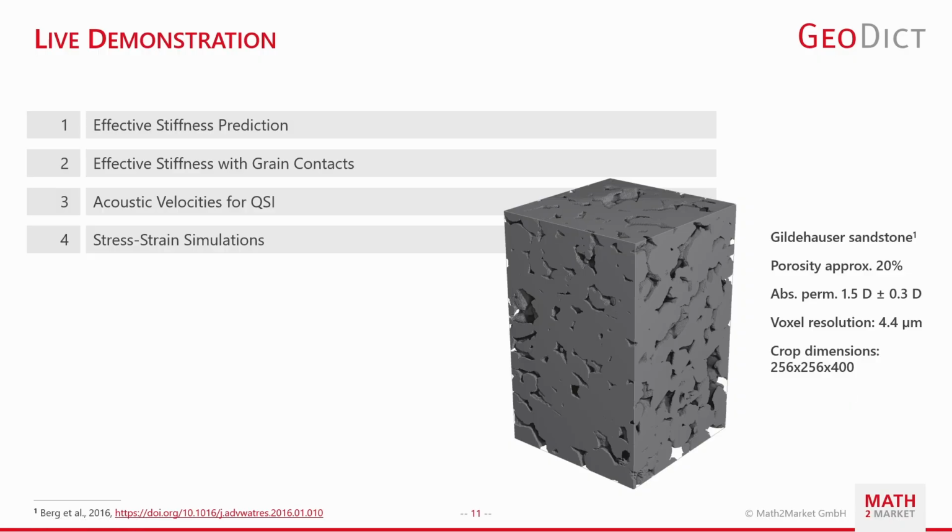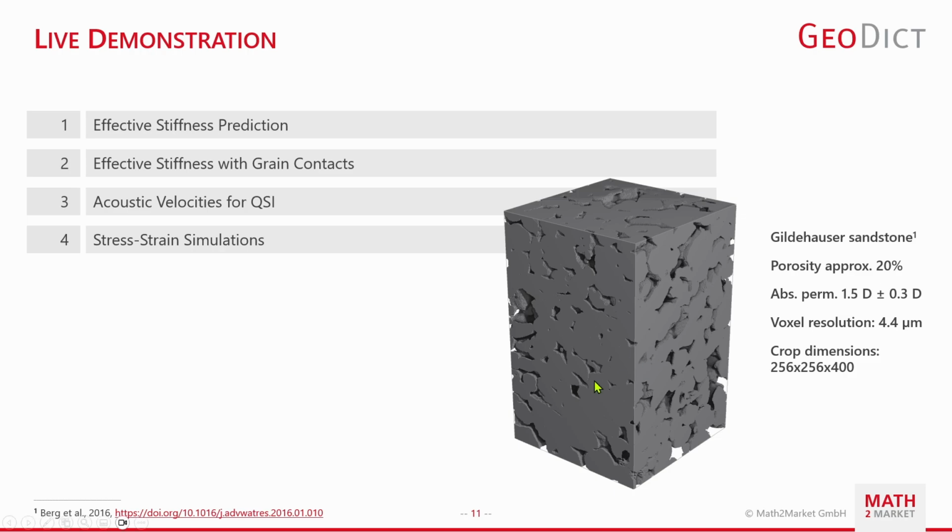So with that said, let's now jump directly into GeoDict, and we'll show the workflows for effective stiffness prediction and compare it with one approach where you directly identify those grain contacts, which, as mentioned, definitely impact the stiffness and rock strength. We'll also show the results from the acoustic velocities computation and show setups for getting the complete stress-strain curve together with the mineral failure.